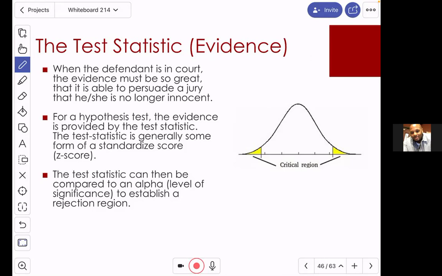Our evidence in statistics is provided by what we call a test statistic. And our test statistic is some form of a standardized score, or a z-score. And here's what we know. Because it's a z-score, we know that the mean of every z-curve sits at what number? Where does the mean of every z-curve sit? In the middle, but at what number? It always sits at 0. It's always at 0.